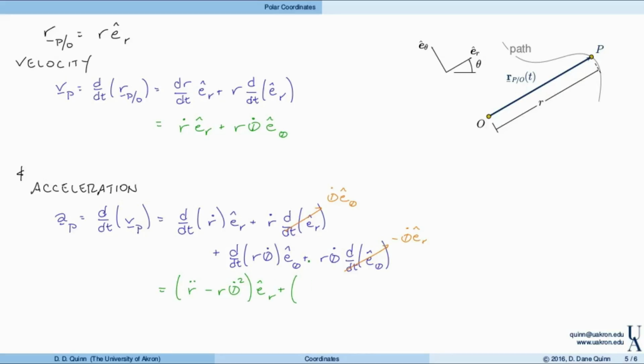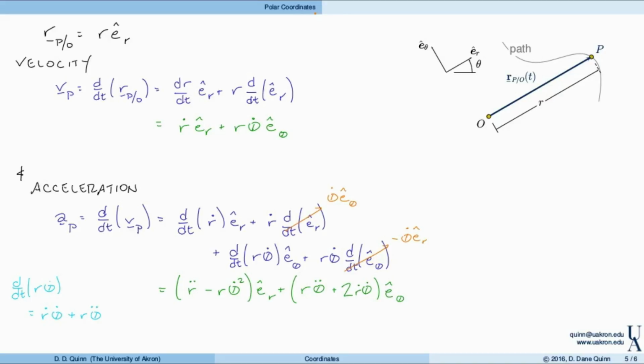In the e theta direction, notice that d dt of r theta dot is equal to r dot theta dot plus r theta double dot. So we have r theta double dot from here, and then we have an r dot theta dot. We also have a second one here, so we end up with 2 r dot theta dot in the e theta direction.